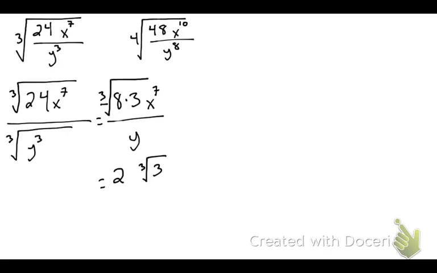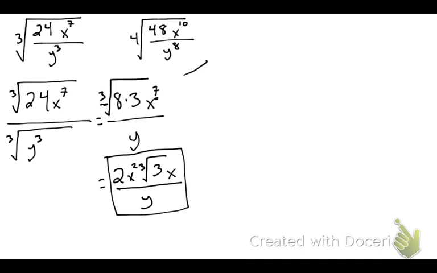By the Orndorff rule, 3 goes into 7 twice, so it'll be x squared on the outside with 1 left over, so x on the inside. That whole thing is over y. Nothing simplifies, so that's as far as we can go. I'm going to work to the right on the second problem.